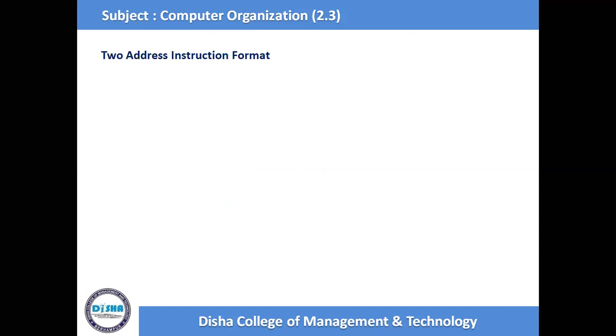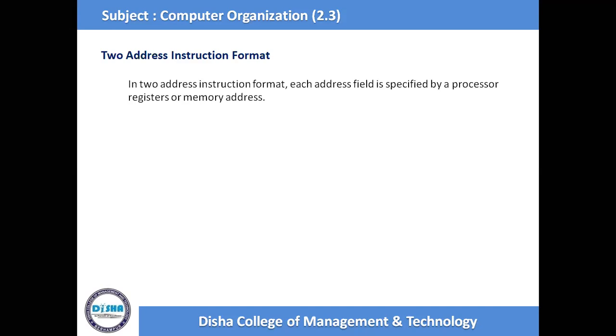Okay, so the next type of address format is the two address instruction format. If we compare the three address and two address instruction formats, in the two address instruction format, a maximum of two operand addresses can be used in the instruction. So let's see what that is. In two address instruction format, each address field is specified by a processor register or a memory address, or it can be both. Say for example, this is our expression: X equals A plus B, multiplied by C plus D. To solve this expression, we have to write the instructions.